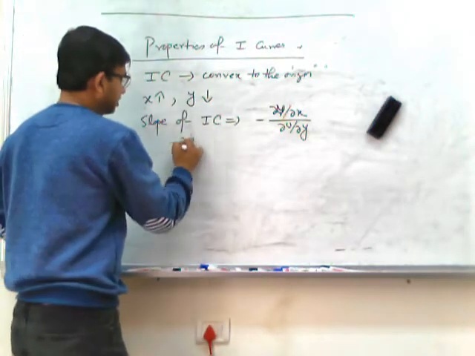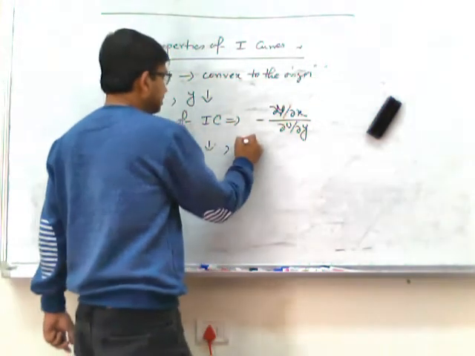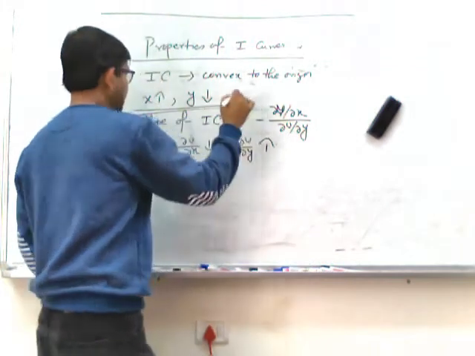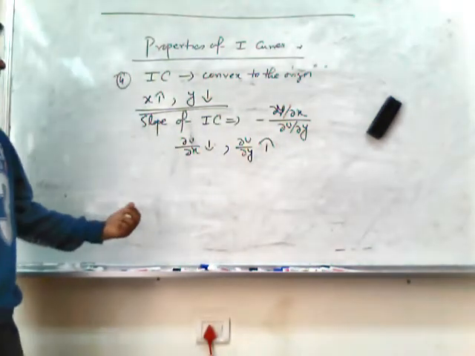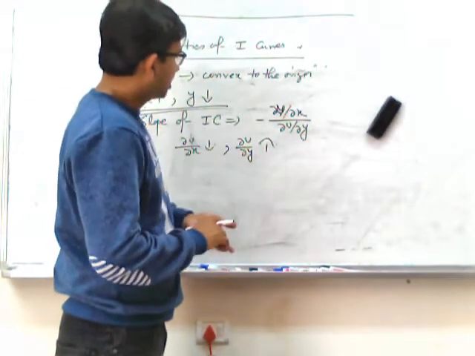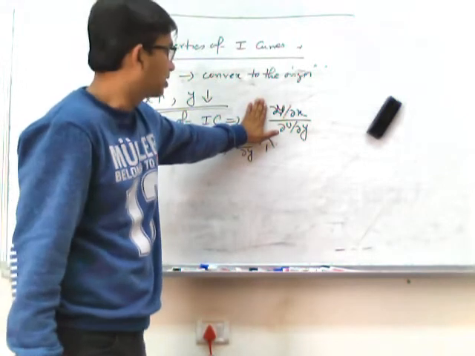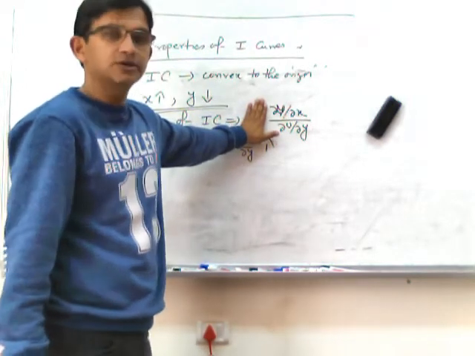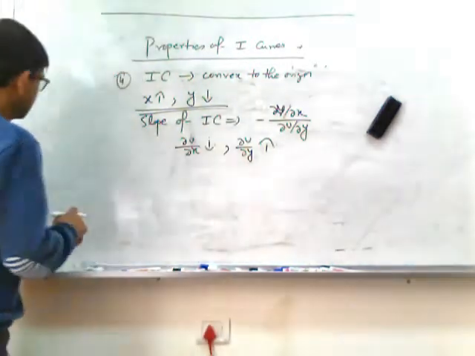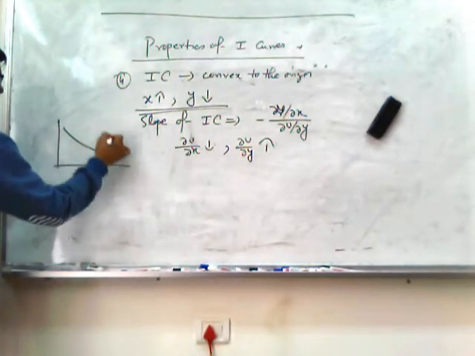So, del u del x will be falling. And del u del y must rise under the condition when x rises, y falls. So, as we move from left to right, forget about the minus sign because it indicates the indifference curve is downward sloping. But what about the slope? Gradually the slope decreases. So, as x rises, y falls, gradually the slope decreases. So, we can see as it moves from left to right, it becomes flatter.